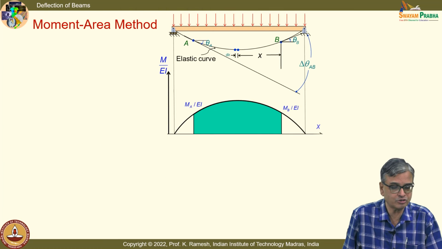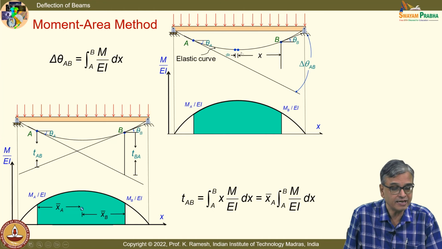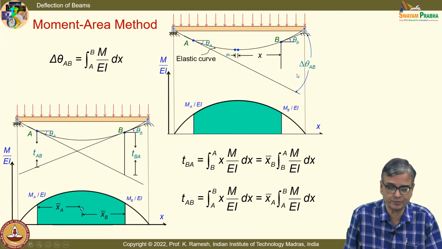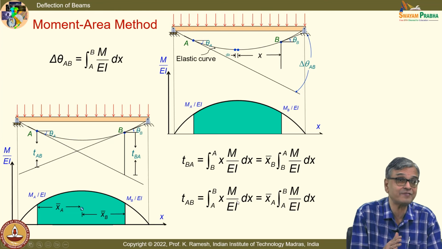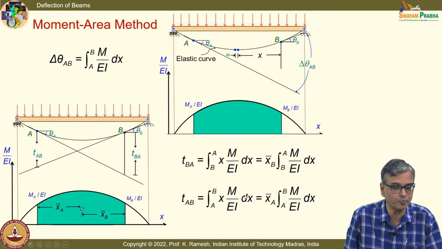And we have also looked at in the moment area method, if you calculate the area, you get only the difference in angle of the slopes. You do not get the absolute slope. Okay. Similarly, you get only tangential deviation when I take the moment. If I take t_BA, I have to multiply by x bar b. If I have t_AB, I should multiply by x bar a. I get only tangential deviation. You should know how to use this effectively to get the actual deflection, okay, or actual slope.